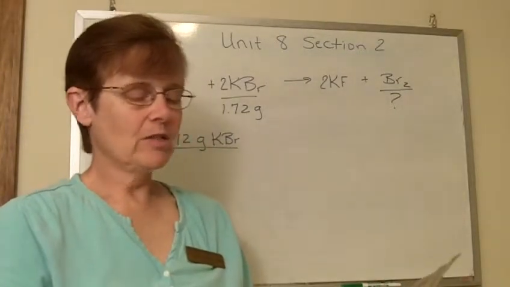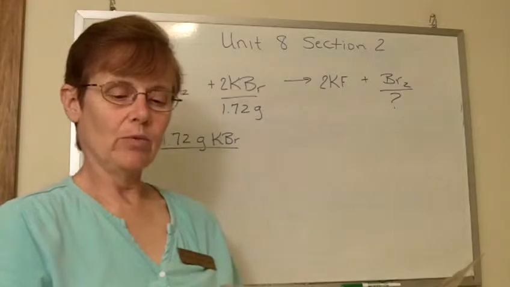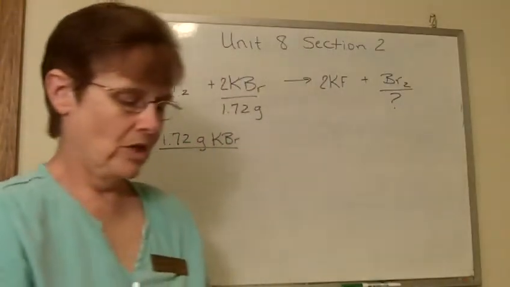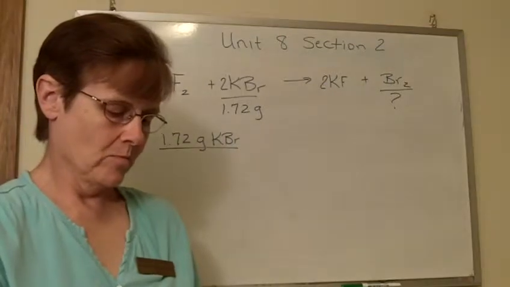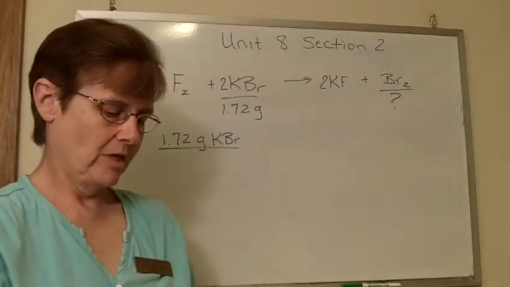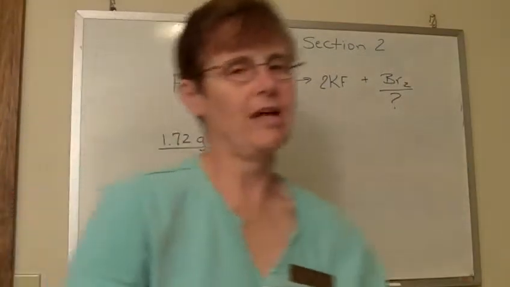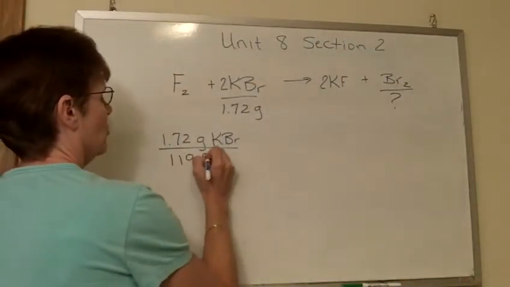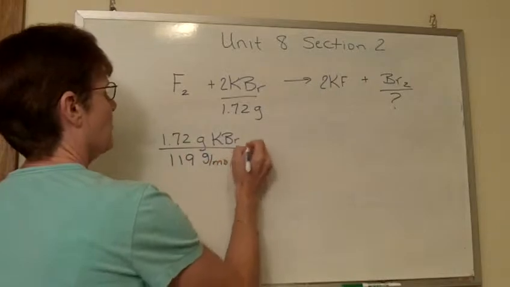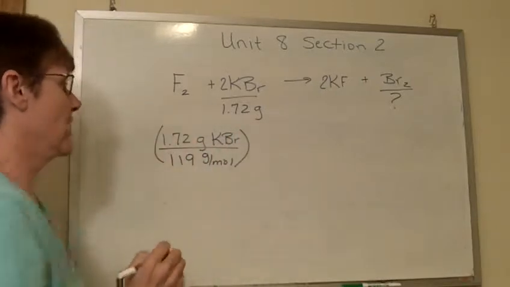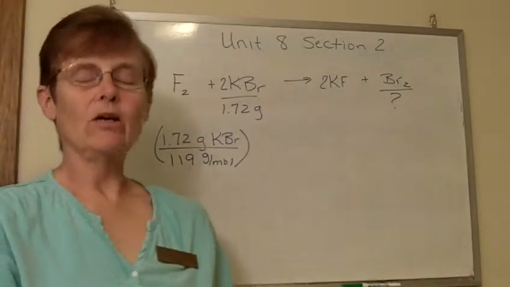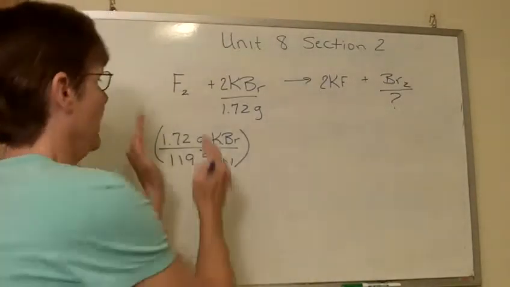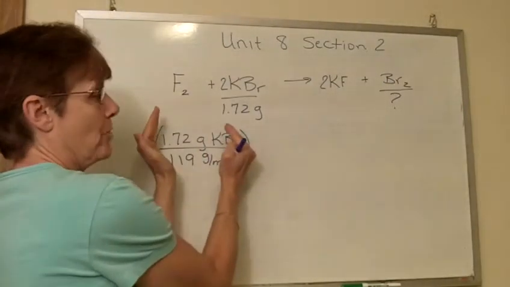All right, potassium is 39.1 and bromine is 79.9. So 39.1 plus 79.9 gives us 119. So this stuff is 119 grams per mole. So this first step is going to take what we're given in grams and convert it into moles.